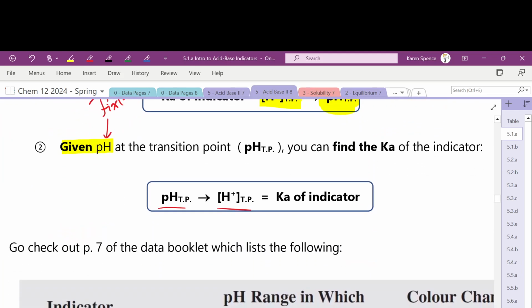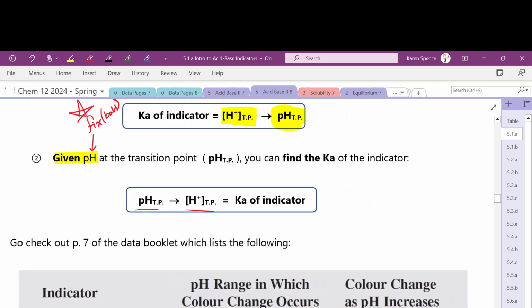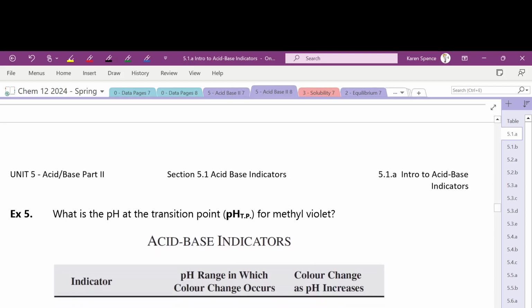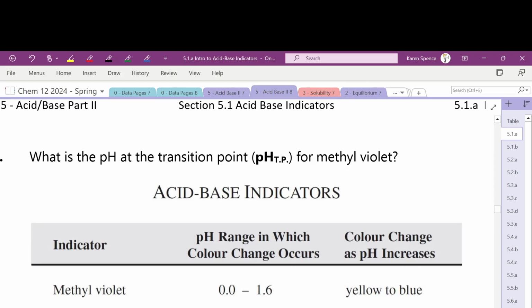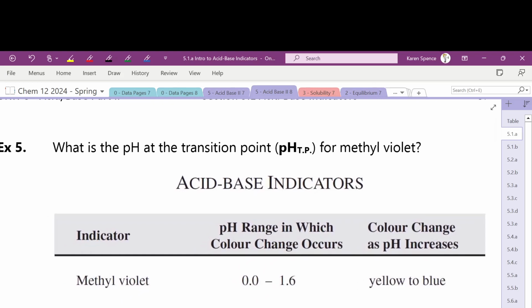Now, on page 7 of your data booklet, we have the indicator, we have the pH range, and we have the color change. I've actually snagged the very first thing here. We have methyl violet, and it changes color at pH 0.0 to 1.6, and it changes from yellow to blue. We would like to know what is the pH at the transition point for methyl violet.